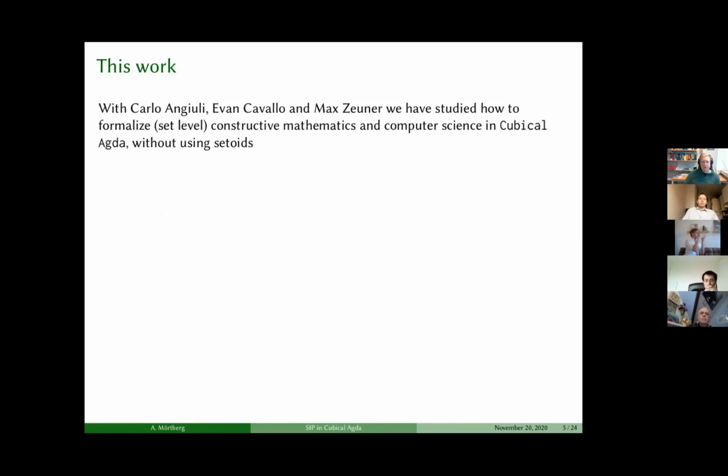We've been looking at how to do set level, so constructive mathematics and computer science in Cubical Agda without using setoids. Of course, people have formalized this kind of mathematics in type theory before without using setoids, but we want to look at things where you would typically use setoids, like quotient types or function extensionality and stuff like that. So we're focusing on set level constructive mathematics and computer science, which you would typically do with setoids, but which we now try to do without setoids, and we'll just see how it is.